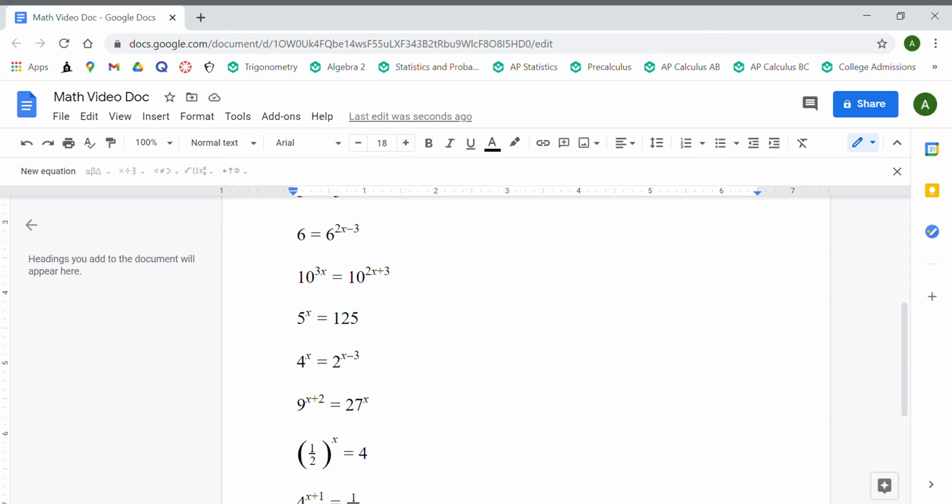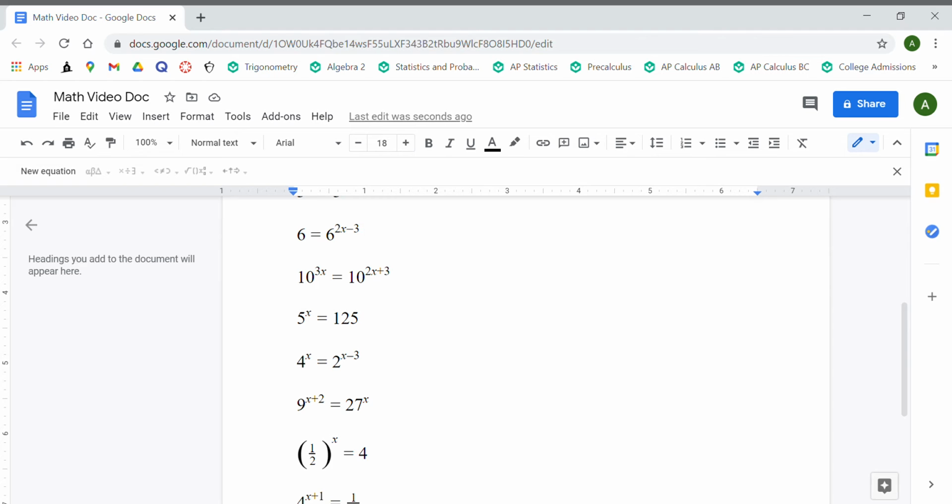Alright, there we go. Anyways, we have 6 equals 6 to the power of 2x minus 3. One thing you might notice is that the bases are set equal to each other, but the 6 on the left doesn't have an exponent. Well, if it doesn't have an exponent, then it's raised to the power of 1. So this right here is raised to the power of 1. Use what I just told you to solve this equation. Give it a try. Pause the video and work it out. Come back when you're finished.